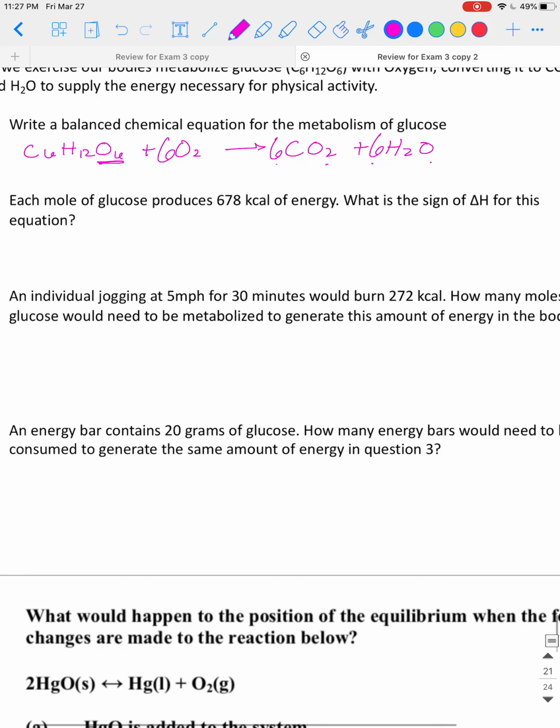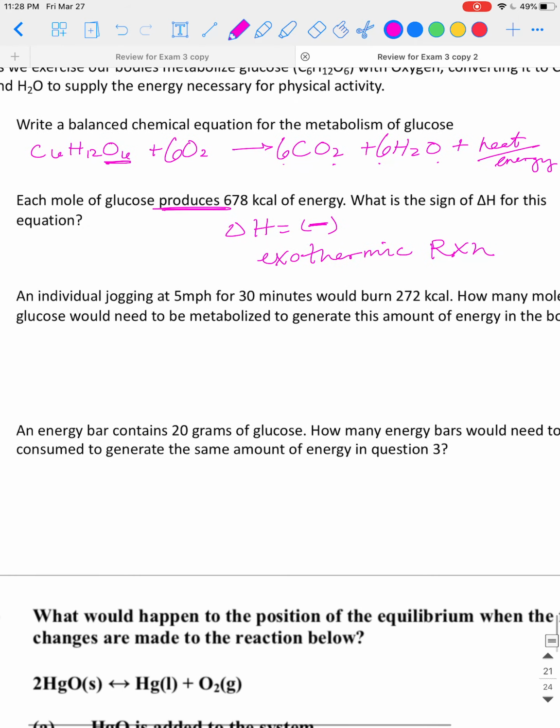The next question says, each mole of glucose produces 678 kcals of energy. What is the sign of delta H for this equation? Key word here is produces. If each mole of glucose, when it's metabolized, produces energy, that means heat or energy is a product. So if heat or energy is a product, delta H is negative. This is an exothermic reaction.